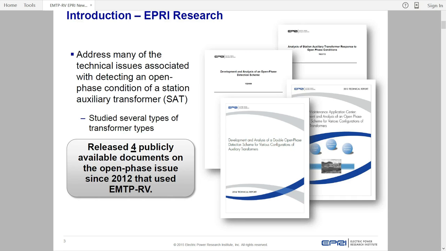With respect to the open phase analysis, we've put out four publicly available documents where we've all used RV to do our analysis. And also using RV, we actually verified the results we were getting with some of the other software packages, and showed that they all matched and we were all getting similar results. Just more of a verification of what we were expecting to get was real. And like I said, all these documents are publicly available. If you want to get these, Wayne has those numbers, and you can download those.